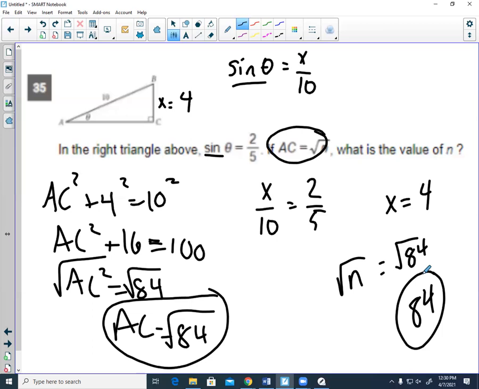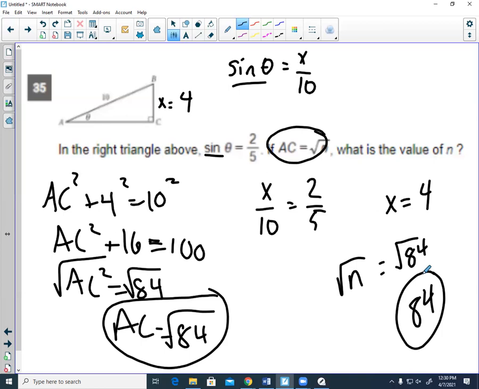Again, this side length is 4. This side length looks like it's about half, maybe a little bit less than the hypotenuse, which was 10. So one thing to think about in these questions that have pictures with them: if you don't know what to do, make an educated guess based on what the picture shows you.